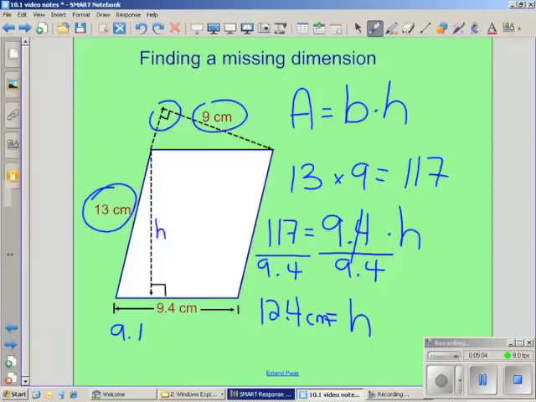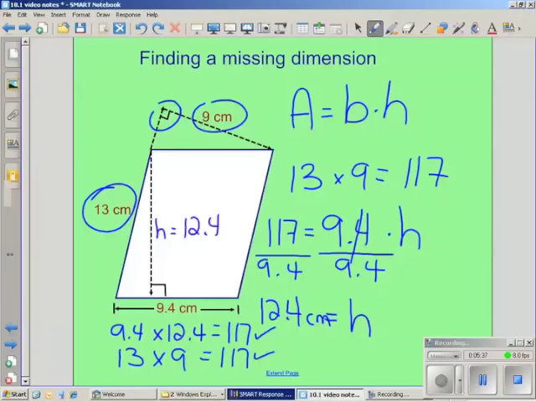So 9.4 times 12.4 gives us approximately 117. And using the other base and height that we're working with, if we turn the figure around, would be 13 times 9, and 13 times 9, as we did, is also 117. So this works. So the height is equal to 12.4.